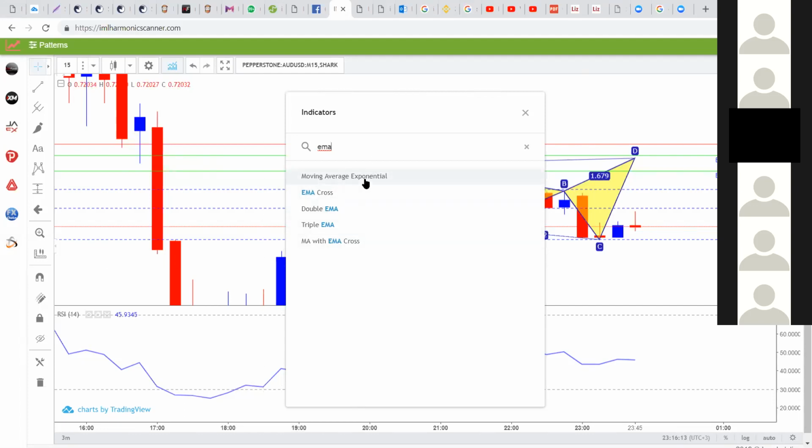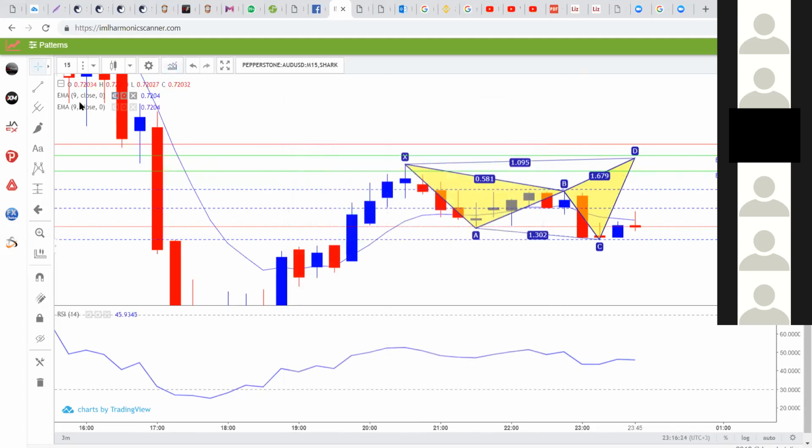So let's go to moving average. I'm going to click it once, and I'm going to click it twice. All right, good. Now look at this EMA. Those are the two EMAs that I've clicked. First one, you can see, and then the second one. So those are the two EMAs I just clicked.